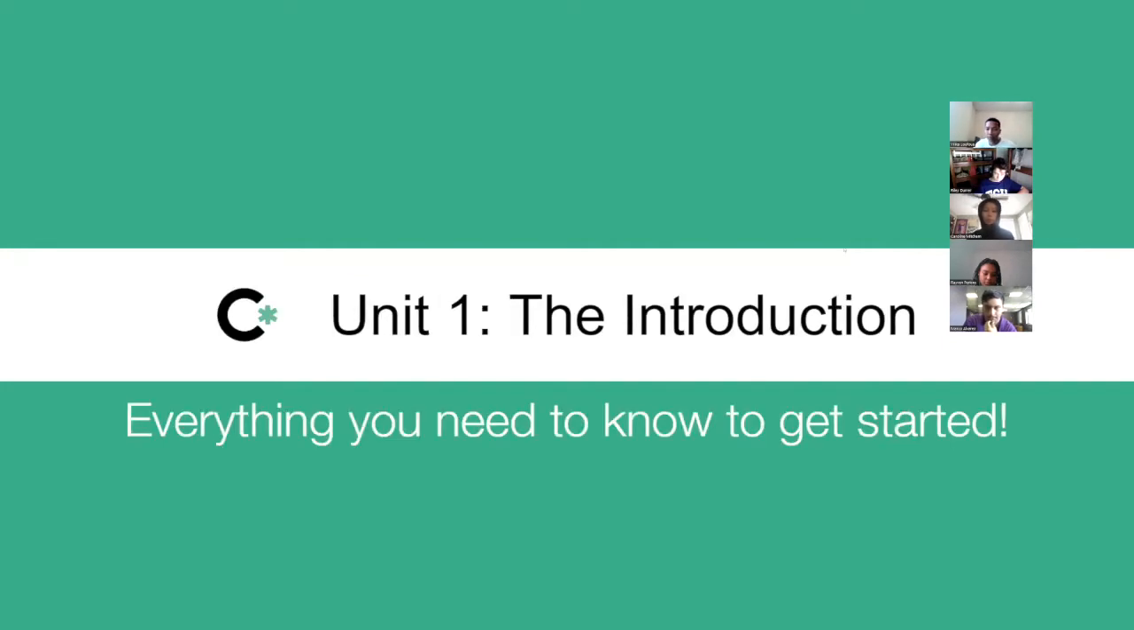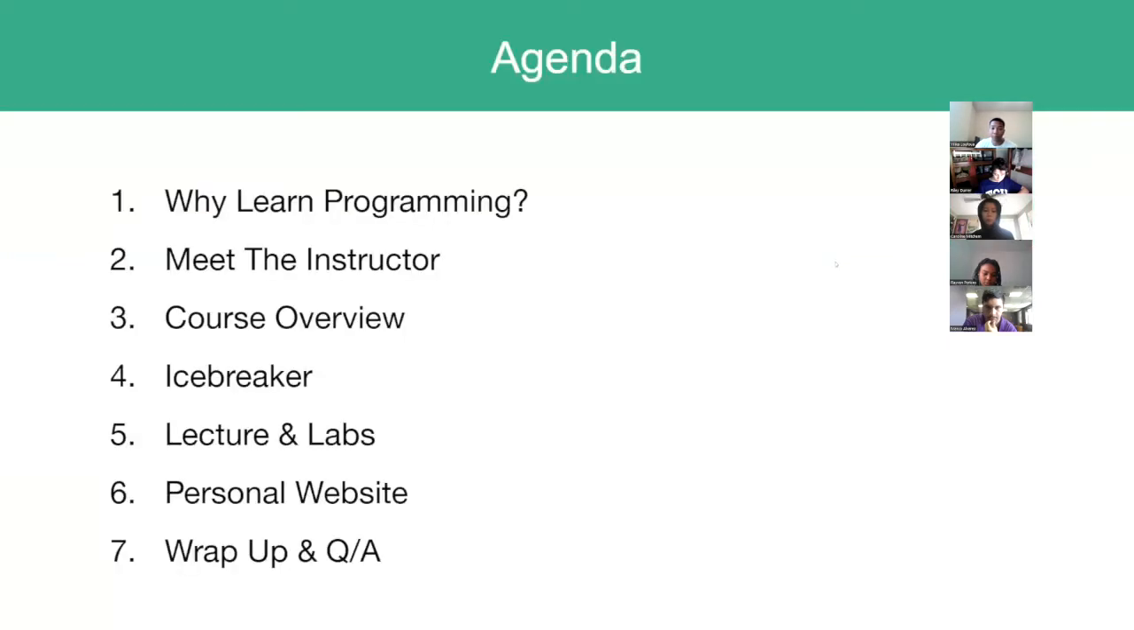All right. So now we're going to the introduction for the actual course. A brief agenda: I want to discuss why I think people should learn programming. We're programmers, but I think everybody should learn programming for several reasons, and we'll talk a bit about that. I'll introduce myself as well, and then we'll do a course overview and the icebreaker, which we'll read through. Then we'll go into the lectures and labs. By around the second half of the lecture, you will start building your personal website, and then we'll wrap up.